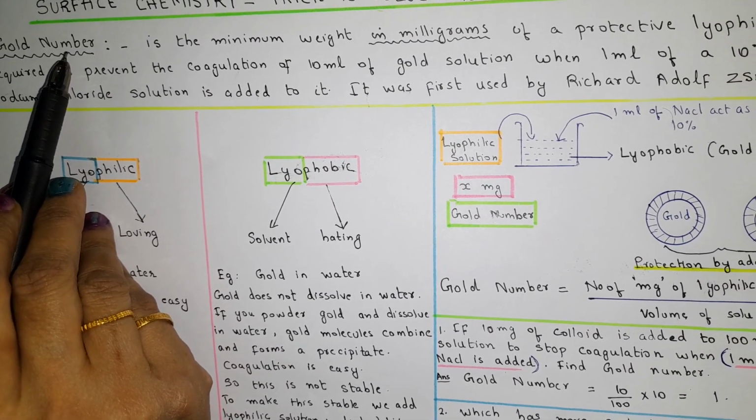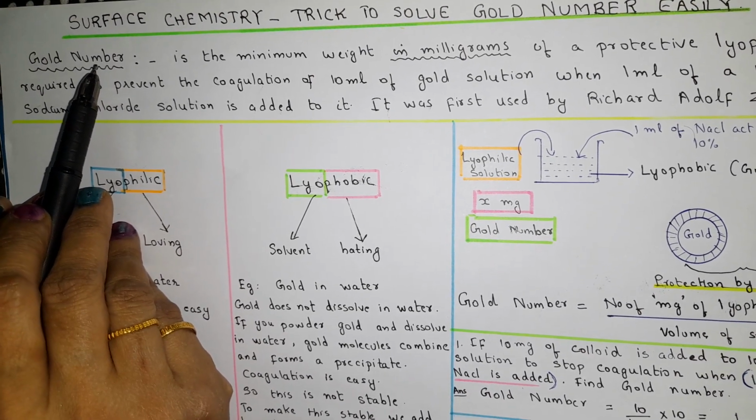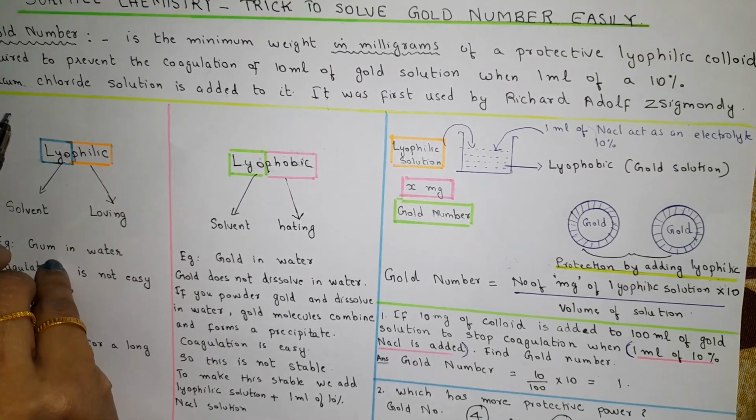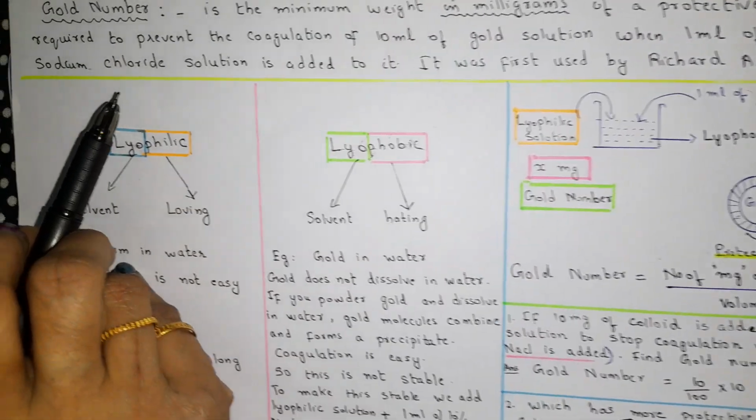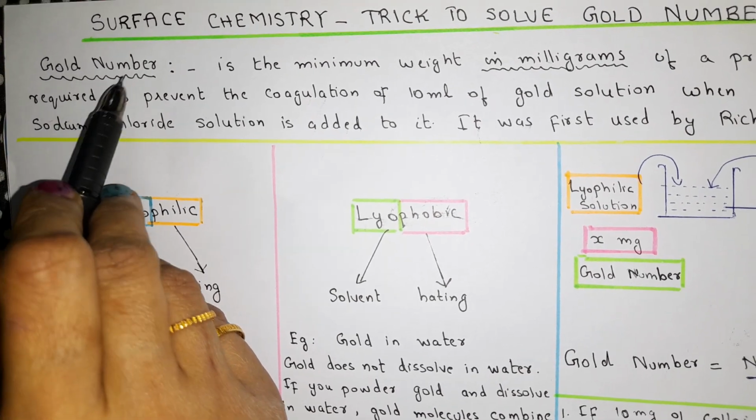So already you might have watched my previous videos from surface chemistry which I have already uploaded. So there I had explained about lyophilic, lyophobic solutions and all that. So today I will start with the definition for gold number.